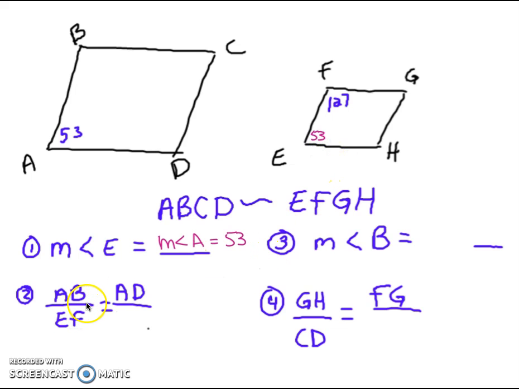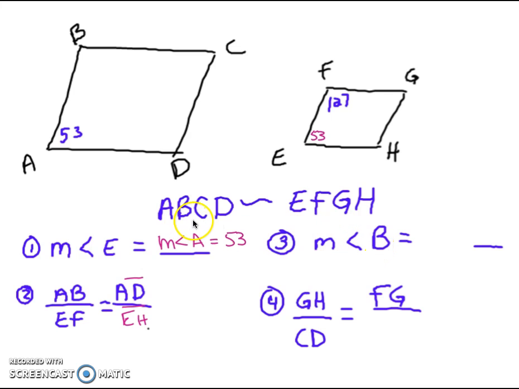Number 2 here says AB over EF equals AD. So here's AB, and it's saying over EF equals AD over EH is what we should have written down here. Segment EH.